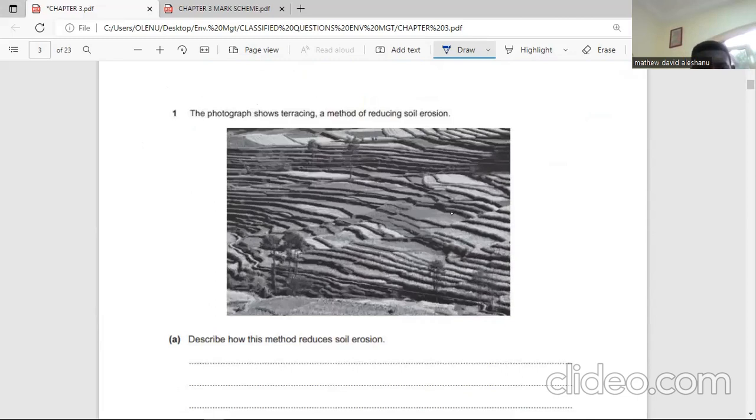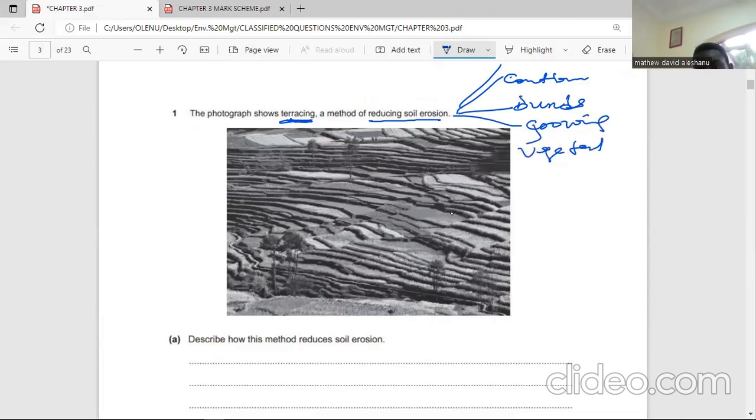So let's look at the second question. Now, they said the photograph shows terracing. So they've told you it's terracing, which is a method of reducing soil erosion. Now, there are different methods of reducing soil erosion, which include: 1, terracing; 2, contour plowing; 3, bunds; 4, growing vegetation. So when you have vegetation cover, you find out that the soil cannot be washed away easily.